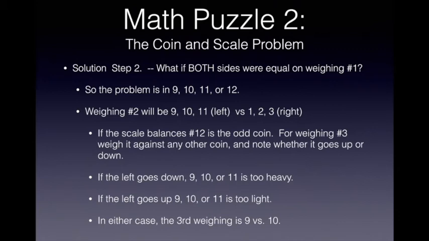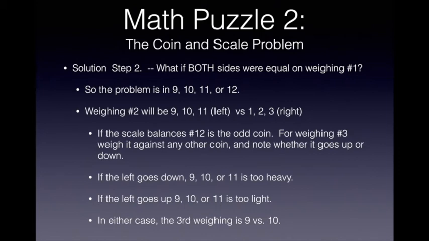Now, on this weighing, we can have 3 possibilities. I'll deal with the first possibility. If the first possibility is they're exactly equal, well, if 9, 10, and 11 are equal to 1, 2, and 3, then we know all 6 of those coins are good, and the only coin we haven't tested yet must be the problem coin. That's coin number 12. So on our last weighing, we would take coin number 12 and weigh it against any other coin. And note if coin number 12 goes up or down.